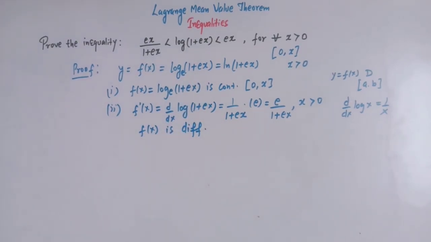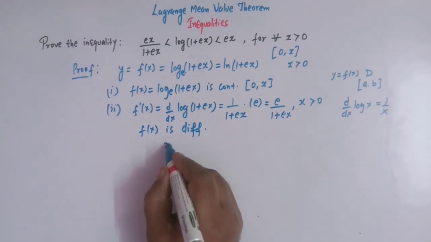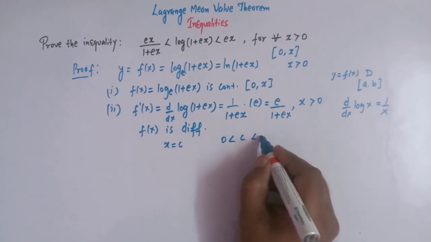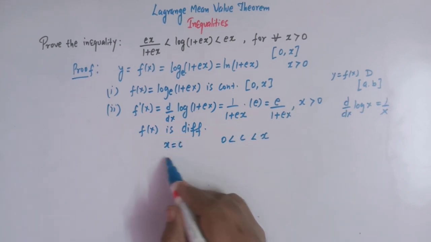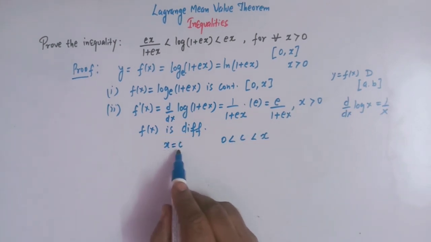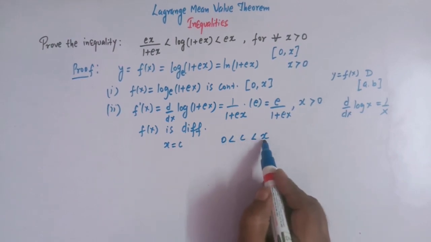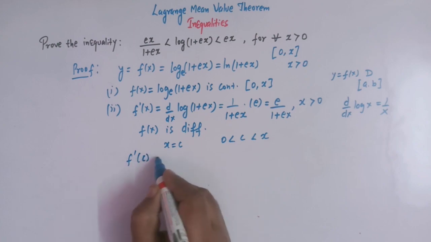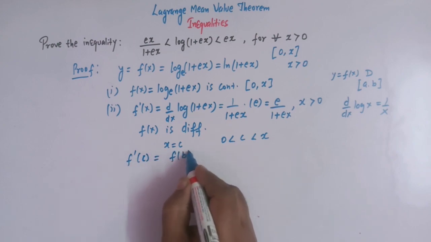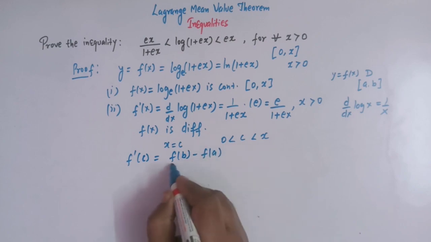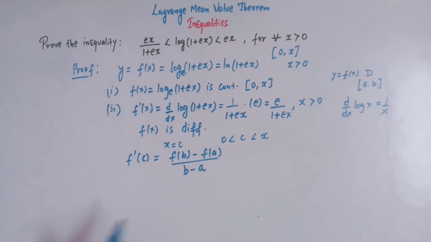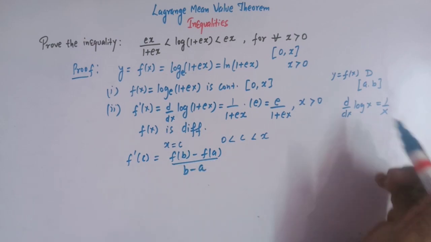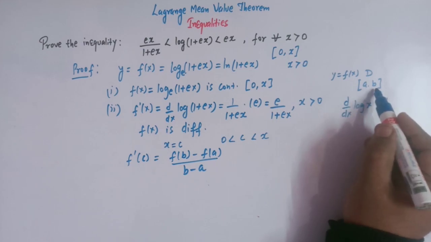So there must exist some point, say x is equal to c, where c lies between 0 and x, right? So there must exist a point x is equal to c where c lies between 0 and x, such that f prime of c is equal to f of b minus f of a divided by b minus a, right? So this is the result of Lagrange's mean value theorem, right, for some interval a comma b, right?